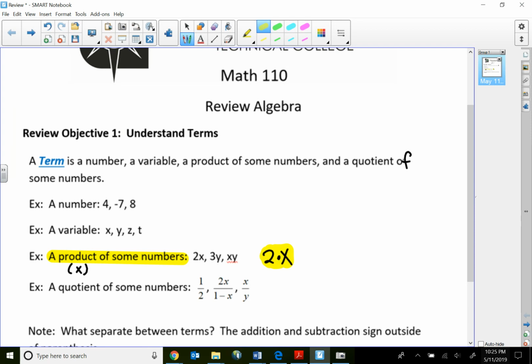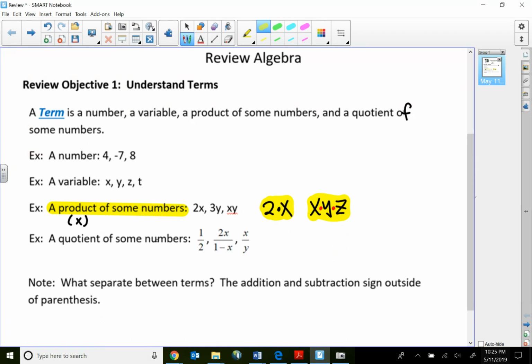Just like 3y, xy means x times y, or maybe I can have xyz. xyz is only considered one term because what's between the x, the y, and the z is multiplication. So what this definition is saying is multiplication between anything is considered one term.